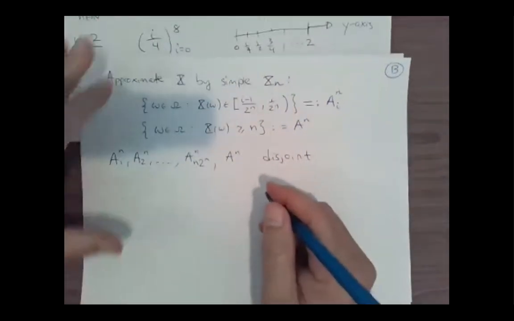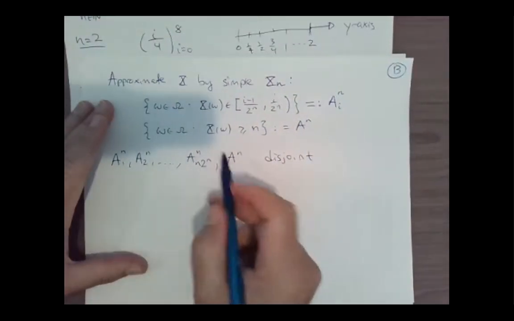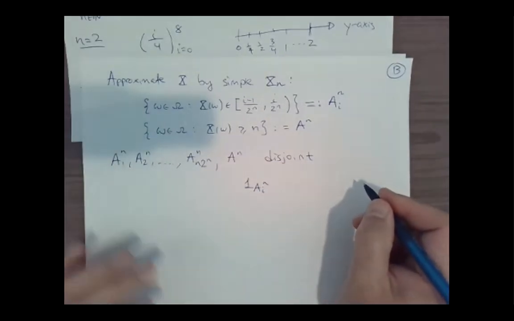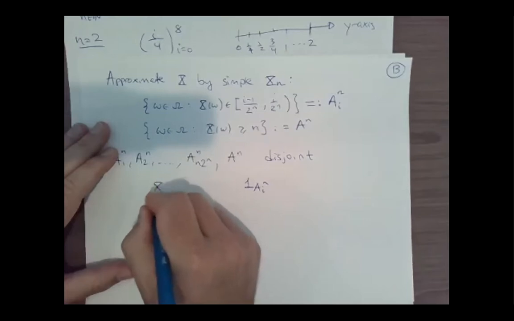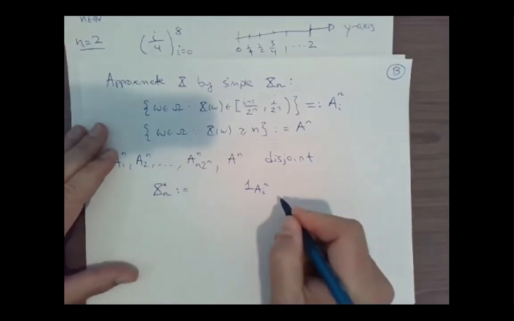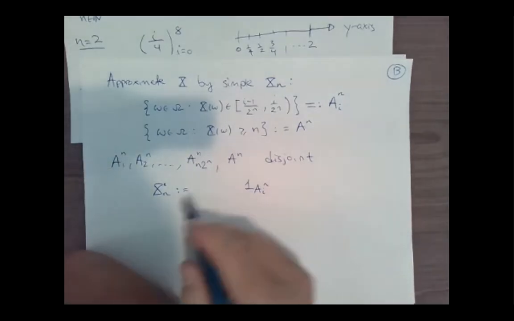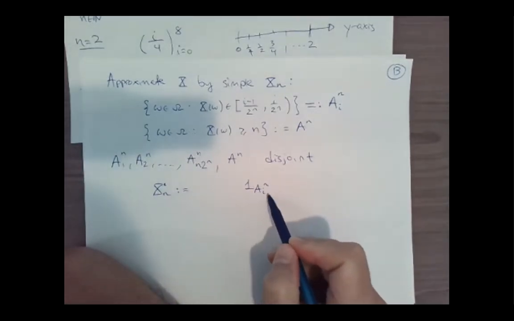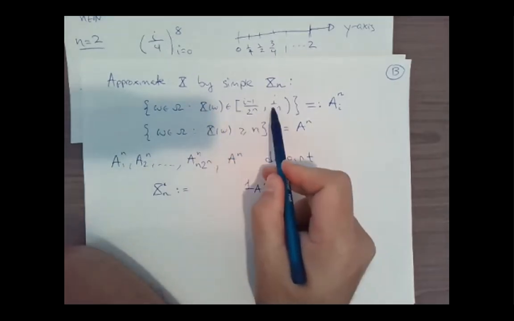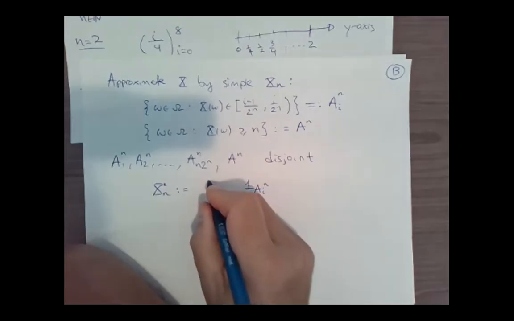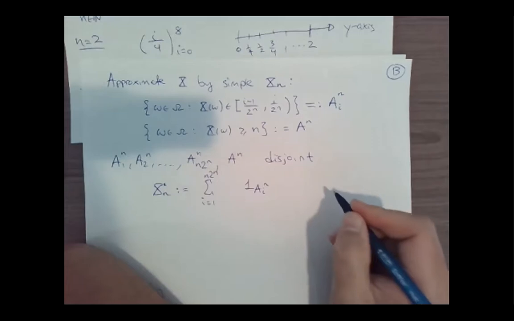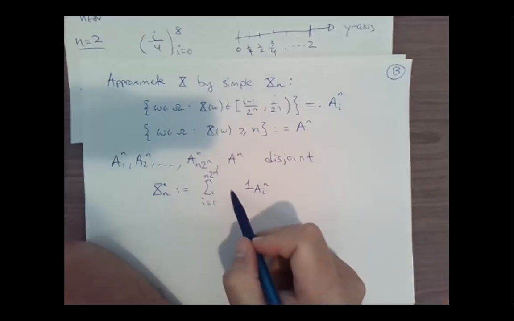So if I define, now I take one of the cells to look at the indicator for A_i,n. I'm going to try to create my simple random variables, the x_n's. If I am on this set here, I know that x is between these two values. Okay, so I'm going to be summing here from i equals 1 all the way up to n·2^n, and I need to put a value here.